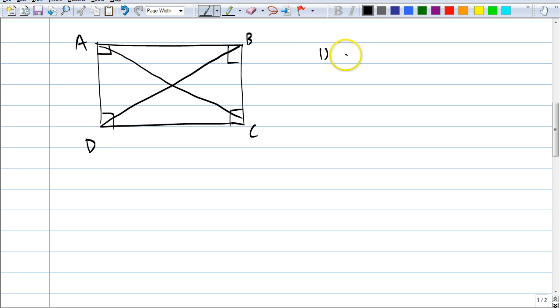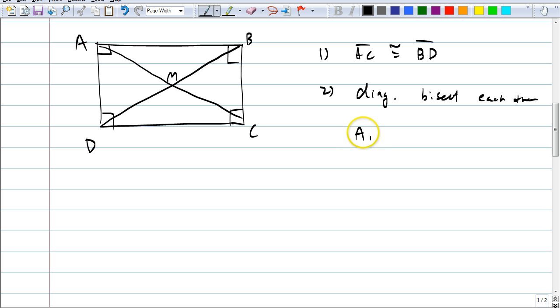So first, we know that AC is congruent to BD or DB. Okay. And secondly, Kevin said it, because a rectangle is a parallelogram, we know that they, let me call this M, they bisect each other, right? Diagonals bisect each other, right? So therefore, AM is what? Congruent to MC, and we also know that what?